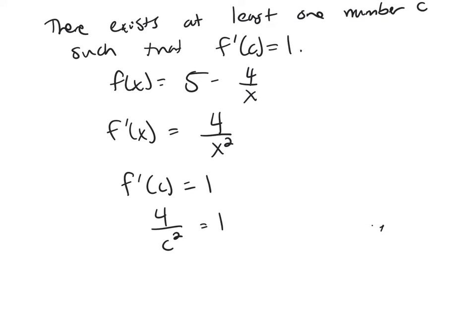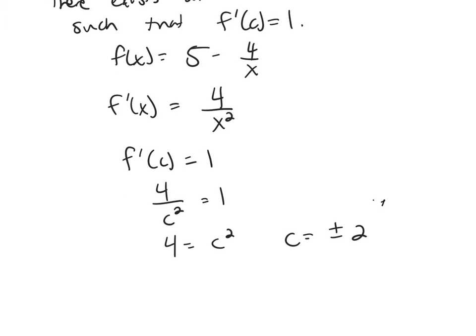So this tells me 4 equals c squared. So c equals plus or minus 2, but negative 2 is outside of our interval. So we're going to toss out negative 2. It's just positive 2. So my value of c here would be 2.